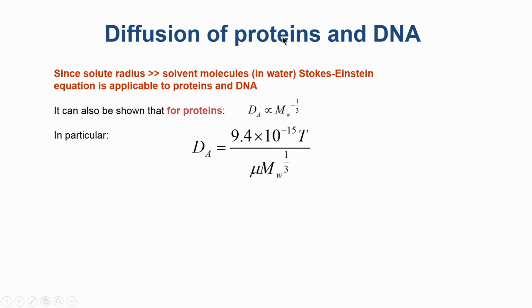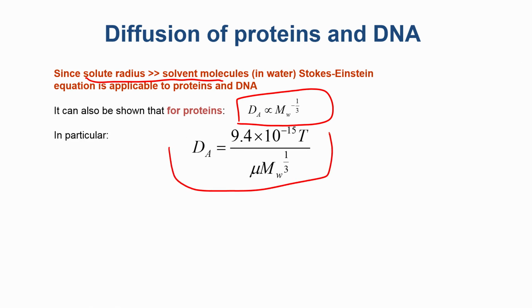In the case of proteins, we can assume that since the solute radius is much greater than the solvent, this still holds true. We can then further show that this diffusion coefficient is related to the molecular weight by the negative of the cube root, that is, one over the cube root of the molecular weight. This is how it is defined for proteins.